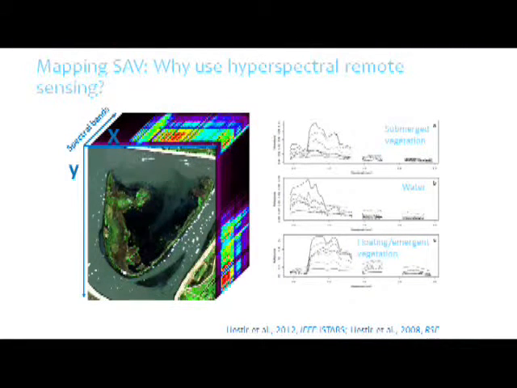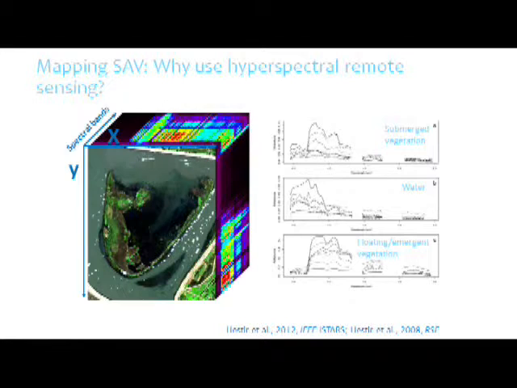The reason for using this is that with that spectral information, you can get more precise information about what the materials are that you're looking at, either in the water or in the emergent vegetation in the wetlands. So this shows the spectrum.